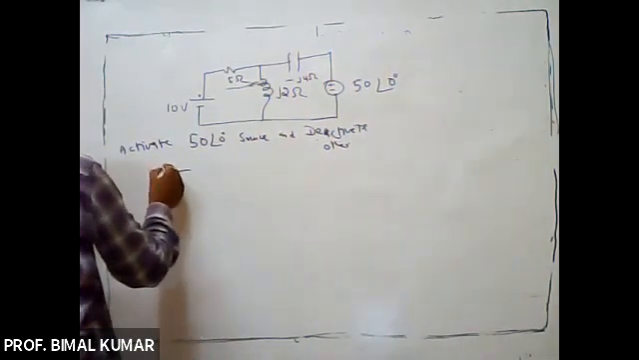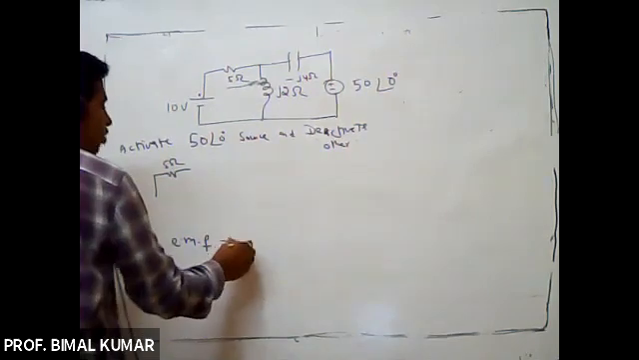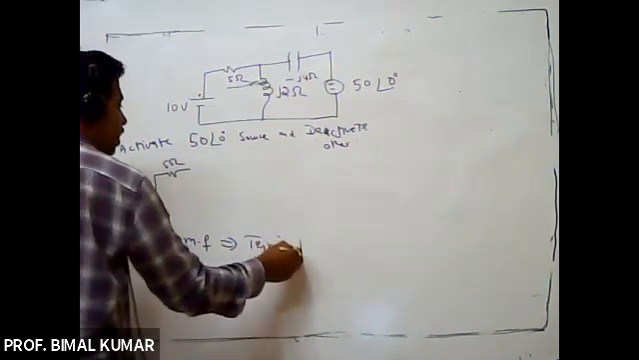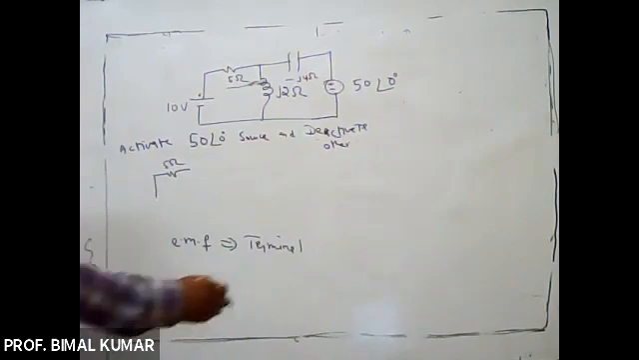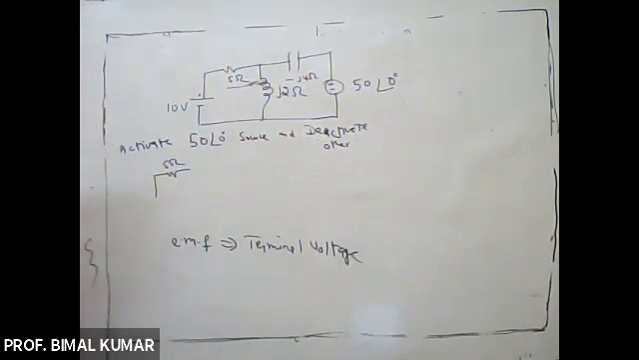One thing which will again be important: there are two terms, one is EMF and another is terminal voltage. These are basic terms for a battery, cell or voltage source. EMF is the value of the voltage across the voltage source terminals under open circuit condition, when it is not connected in any circuit. And terminal voltage is the voltage when it is connected in a circuit.